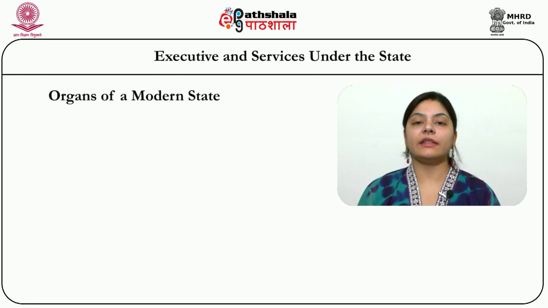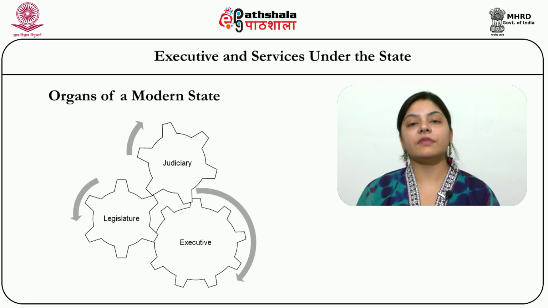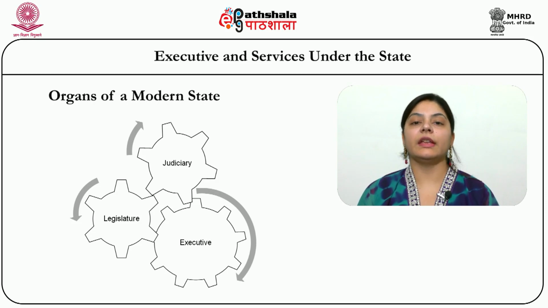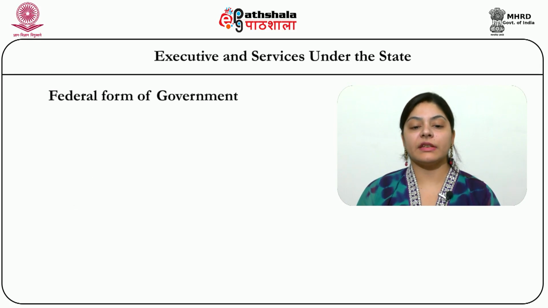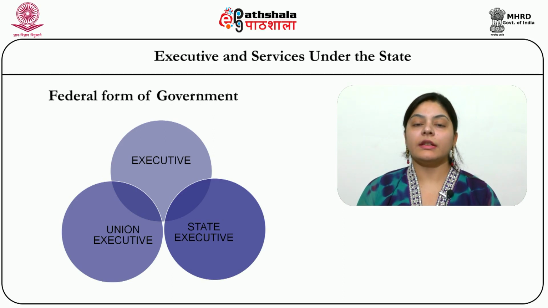In every modern state, there are three organs: legislature, executive and judiciary. The function of the legislature is to make laws, the function of the executive is to implement those laws, and the function of the judiciary is to interpret the laws while deciding disputes between the parties and to administer justice between the parties. Since we have a federal form of government, all these three organs are further categorized into union and state. Similarly, in the executive organ, we have the union executive and state executive.